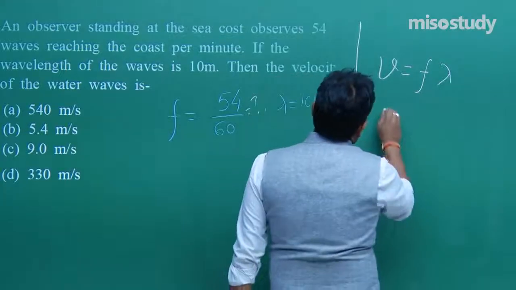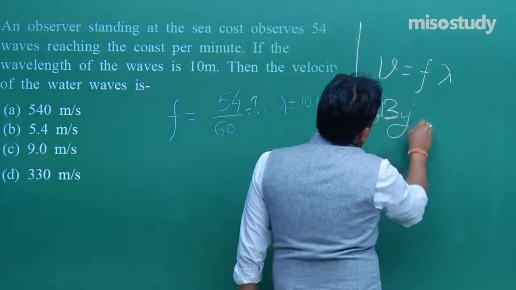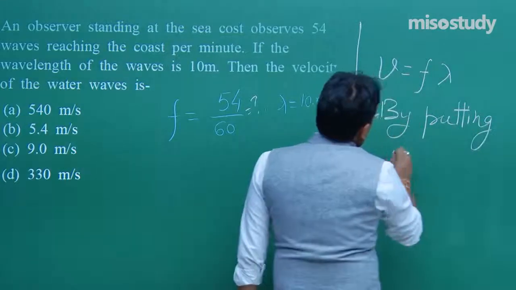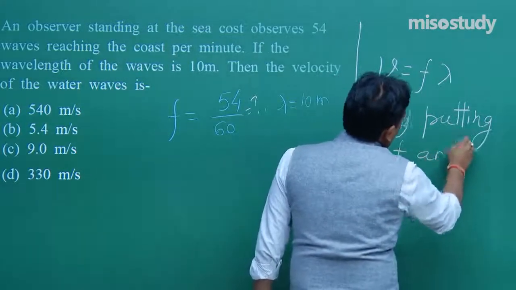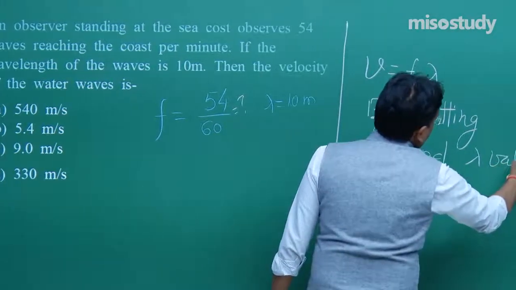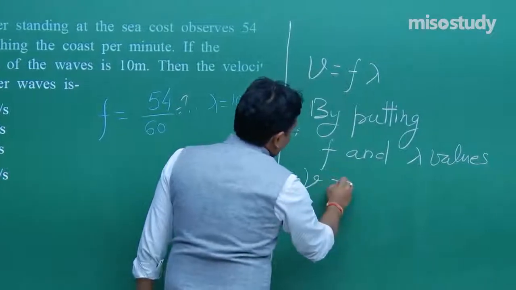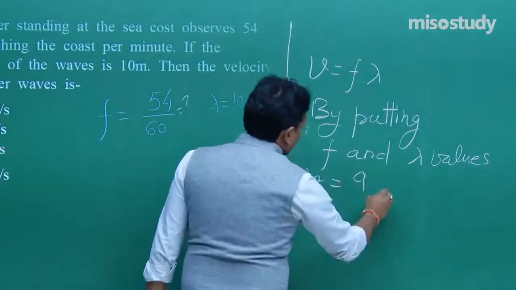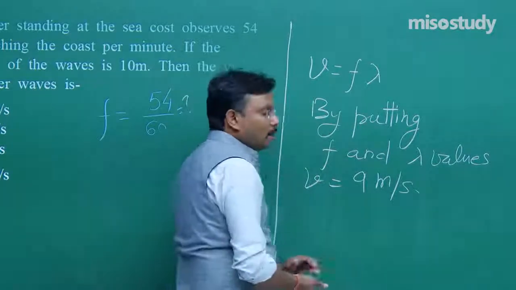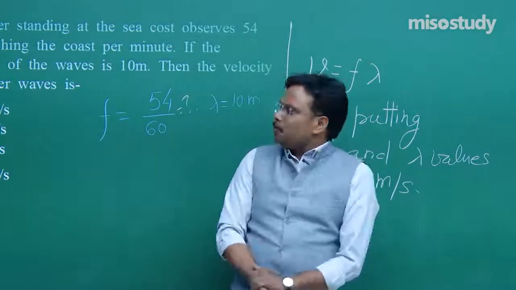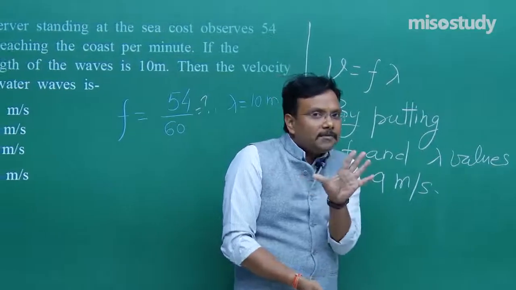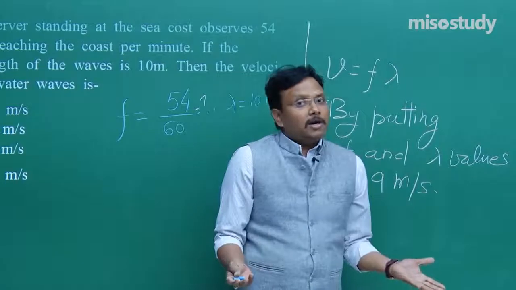So, by putting the values of f and lambda, v is equal to 9 meter per second. Simple solution. Now you may say these questions are slightly different but not that difficult. Yes, it is true, they are not difficult.